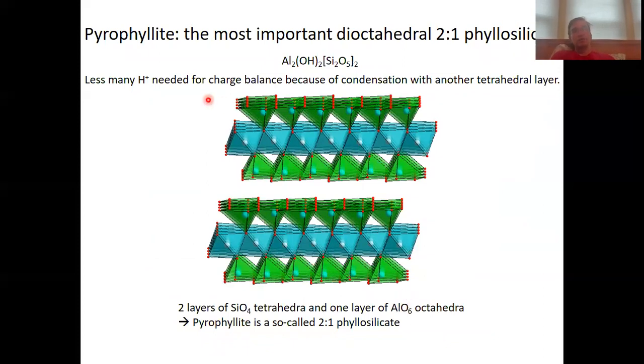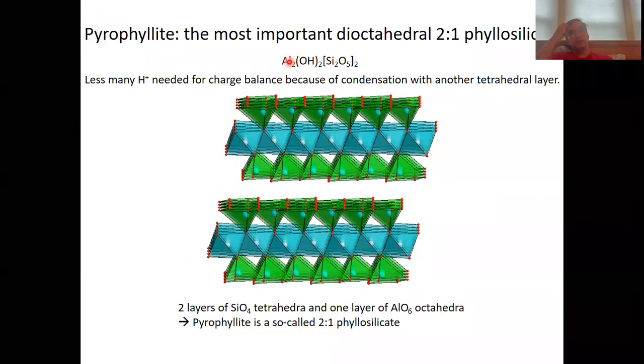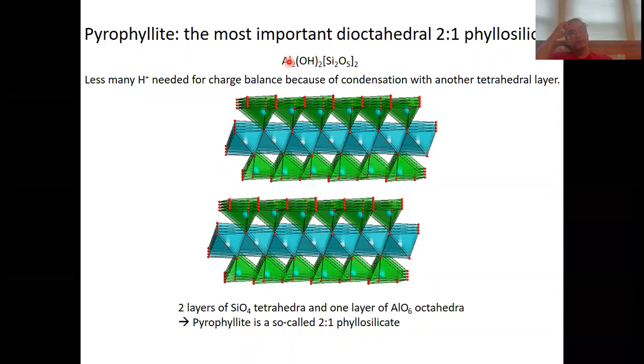So one important material and also mineral associated with this kind of structure is the pyrophyllites. And in pyrophyllite, we have aluminum arranged in a dioctahedral layer. So again, these layers have a charge. Overall, we have here a 2 minus charge in these layers, and this charge can be compensated by protons. Okay, you see, in this case, we will have 2 protons per formula unit.